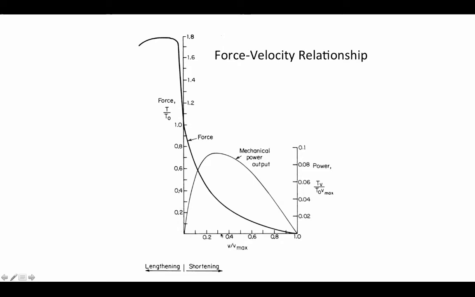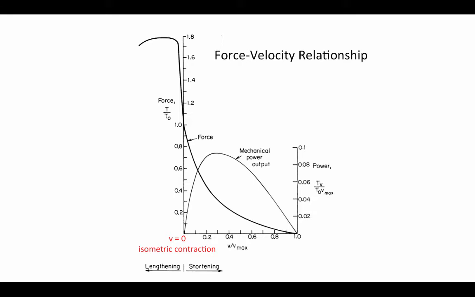And so in this graph we have the shortening velocity as a ratio of its maximum shortening velocity, and the force as a percentage of the maximum amount of force. And what we see is that at zero shortening velocity, what does that mean? That means basically that the muscle is not shortening. This is what we call an isometric contraction.